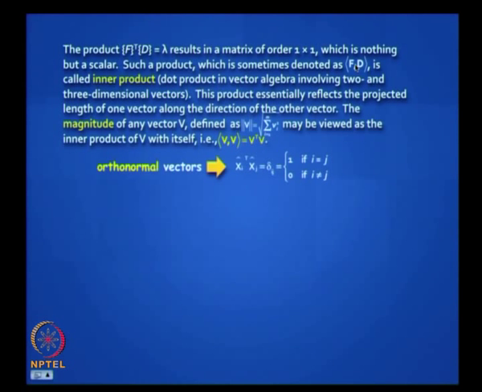So I will read this. The product F transpose D equal to lambda results in a matrix of order 1 into 1, which is nothing but a scalar. Such a product, which is sometimes denoted as F, D with those triangular braces, is called inner product or dot product in vector algebra involving 2 and 3 dimensional vectors. This product essentially reflects the projected length of one vector along the direction of the other vector. We are familiar with this in physics. The magnitude of any vector V can also be viewed as an inner product of V with itself. You are familiar with that.